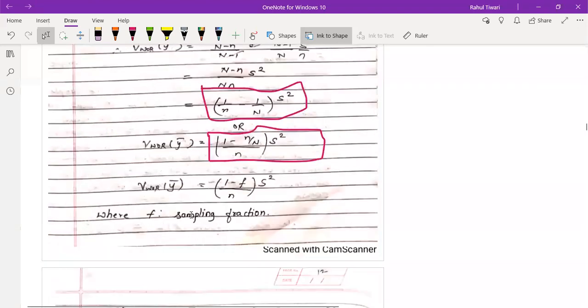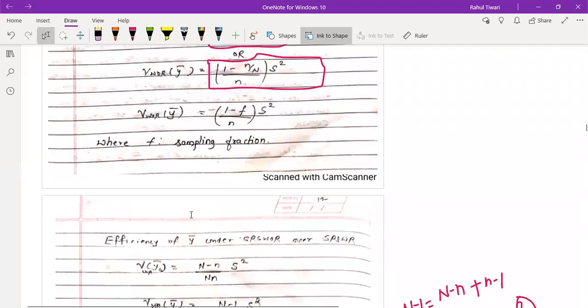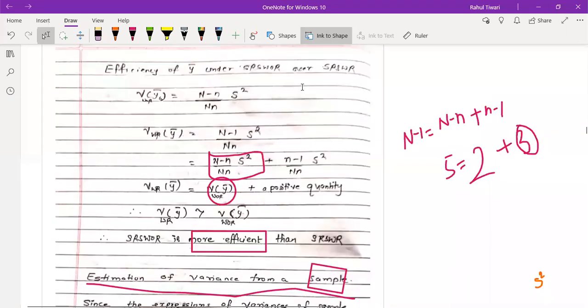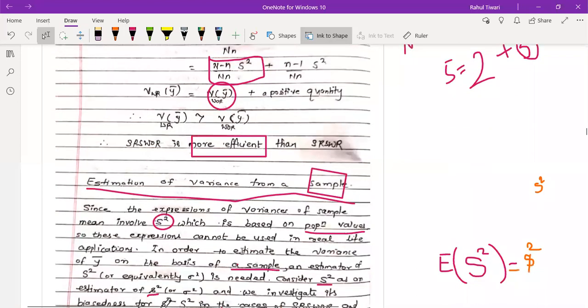But if it is asked for 10 marks, I think that is sufficient. And then show that WOR is more efficient than WR, because the variance is less in this quantity, right? Variance under WOR is less as compared to WR. That's why it is more efficient. Then we go for estimation of variance.